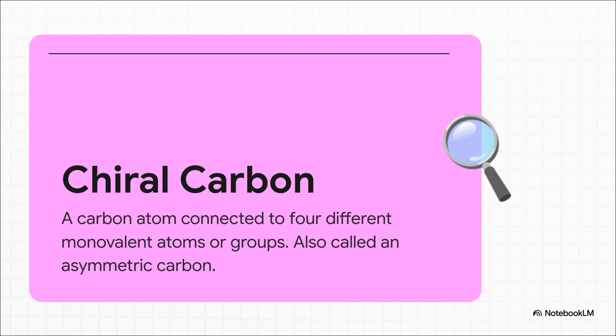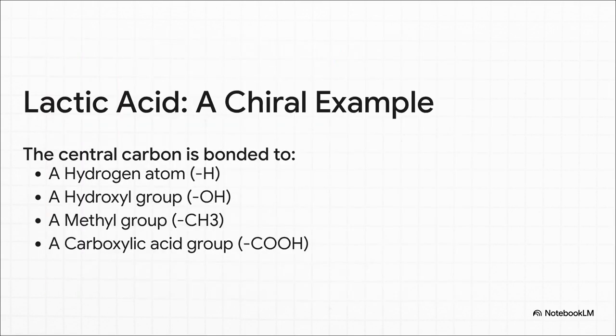They're mirror images, but they're not identical, right? That's chirality. Let's take a look at a real-world example. Lactic acid. That's the stuff that gives yogurt and sourdough that tangy flavor. If you look at its central carbon atom, it's a textbook case of a chiral center. It's bonded to 4 totally different groups. And it's that unique asymmetric setup that gives it the power to mess with polarized light.